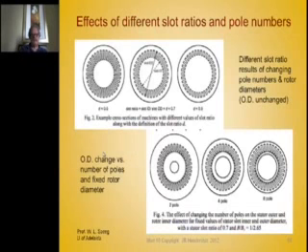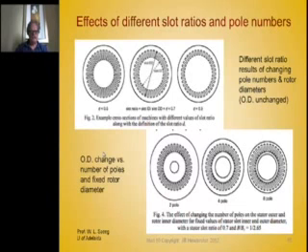Here's a nice slide that was developed by Professor Sung from a university in Australia, and he shows here what you can do with changing the rotor diameter. This first example shows different values of the slot depth ratio.